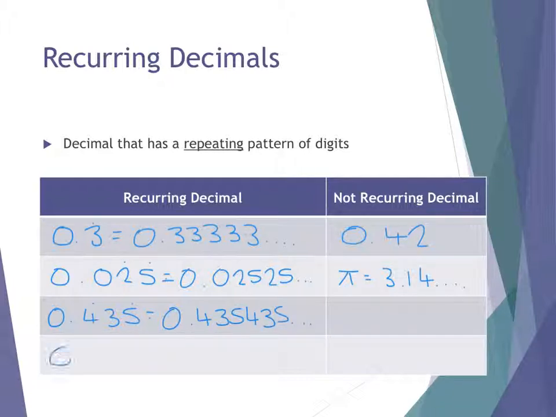Last example, 0.05. Okay, again, it's only the 5 that's repeating this time. One dot, the same as it was at the top. So it's just that 5 that repeats.